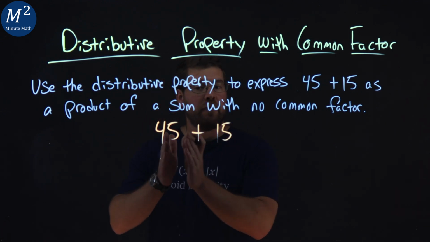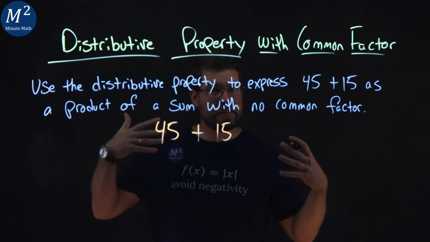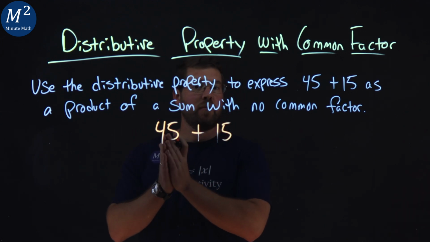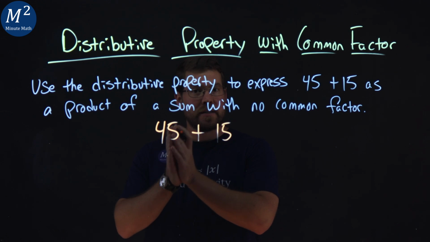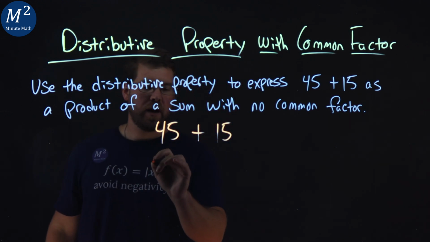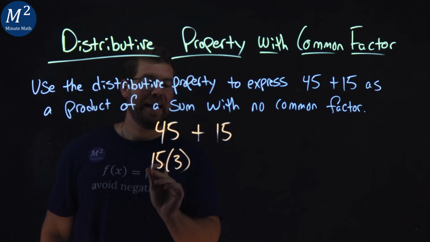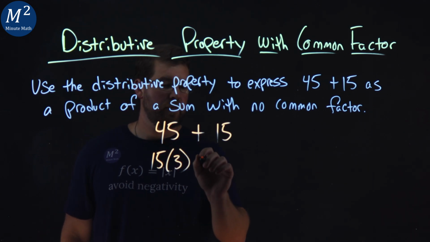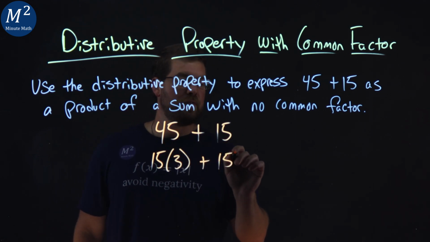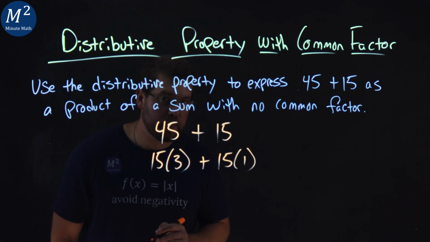The greatest common factor in both of these numbers is 15. So I'm going to rewrite each one of them as a product with 15. 45 is 15 times 3, which gets us that 45. 15 is 15 times 1.